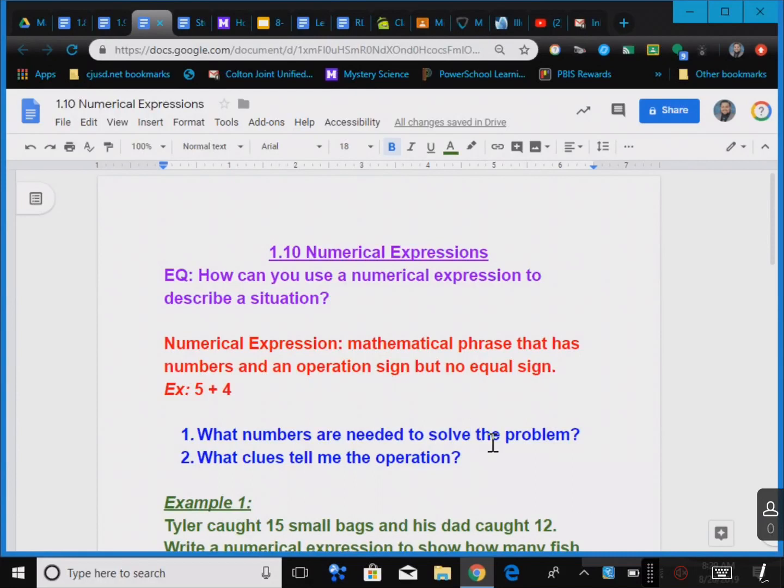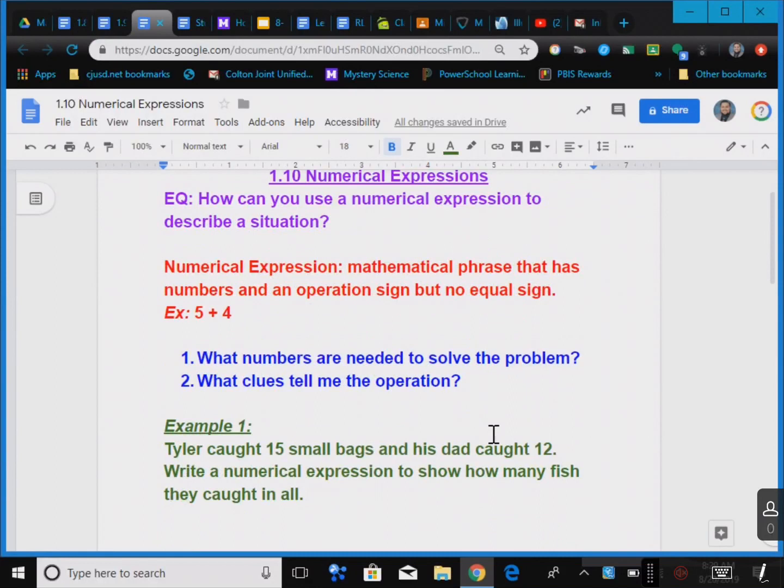We're going to move on to the steps. There's only two steps. The first step is the same as the previous lesson, which is: what numbers are needed to solve the problem? So when you read the problem, you need to see what numbers am I using? And then the second step is: what clues tell me about the operation? So those are the steps, and let's go ahead and get to the examples.